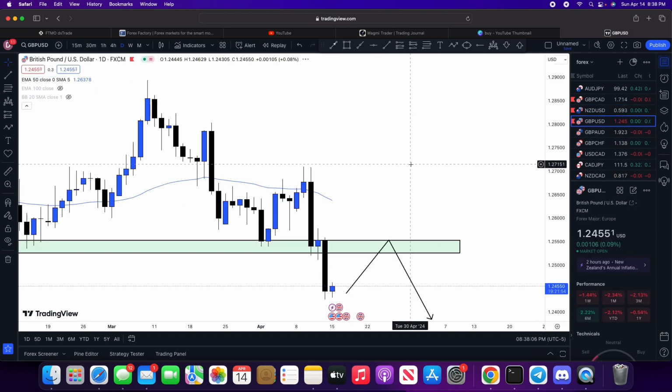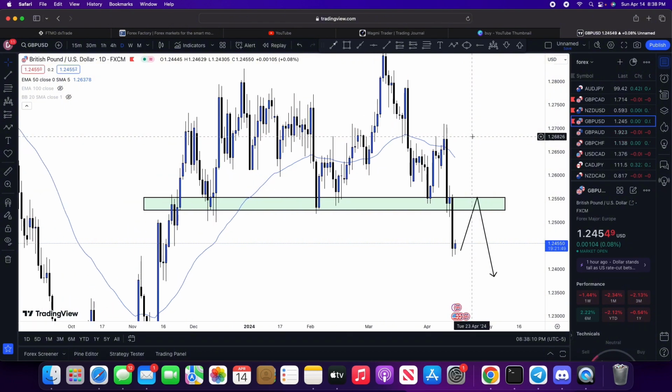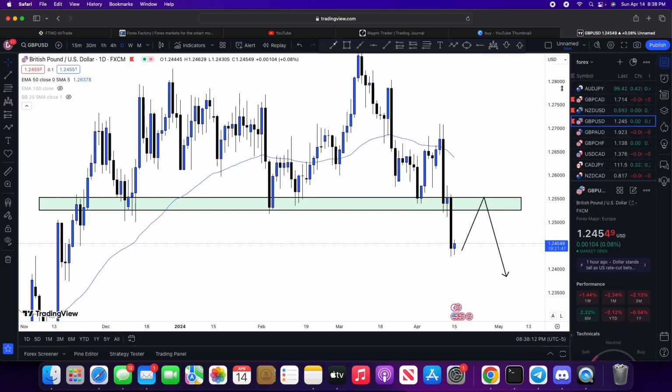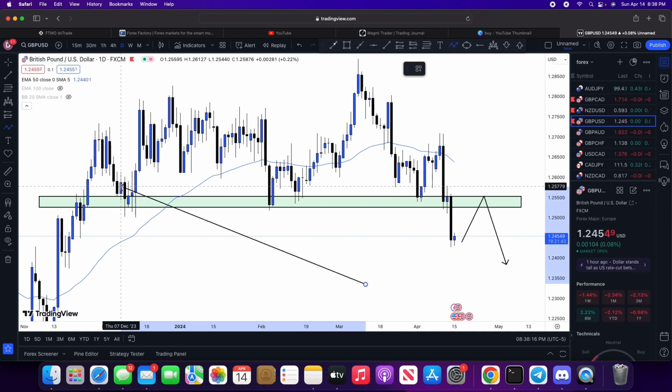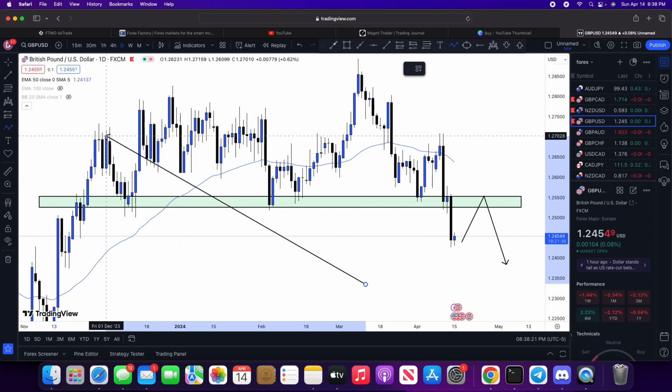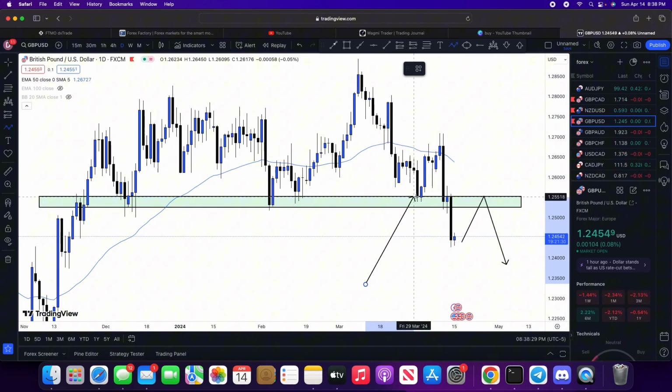Let's go to GU on the daily time frame right here. I actually really like GU on the daily time frame. The reason I like it so much is obviously because we've had consolidation in this level. Price touched this area, we jumped up. Price touched this level again, and we jumped up. Price touched this level, we jumped up, and now we finally broke below.